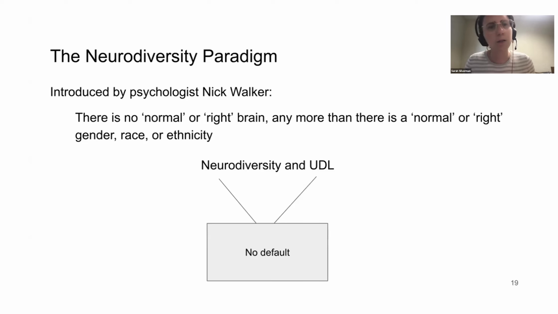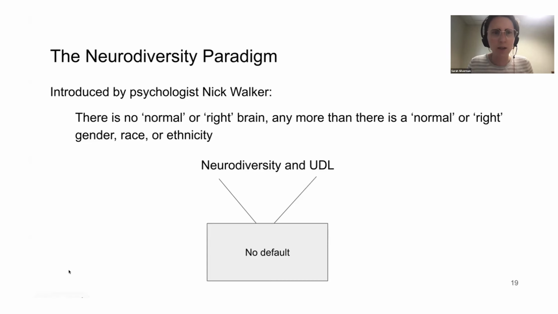So the neurodiversity paradigm draws on previous social justice movements that have come about to suggest there isn't a right or a best gender or race or ethnicity. I think it would be completely anathema to us to suggest that there is a right gender, race, or ethnicity. And so neurodiversity draws on this to suggest that there also isn't one particular right way of thinking or communicating or behaving.